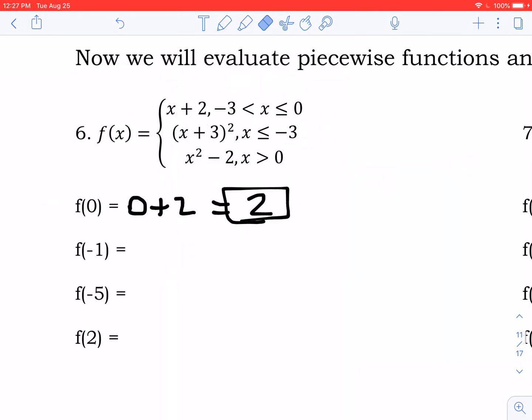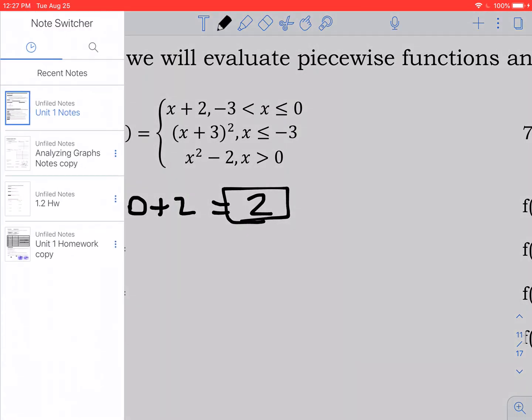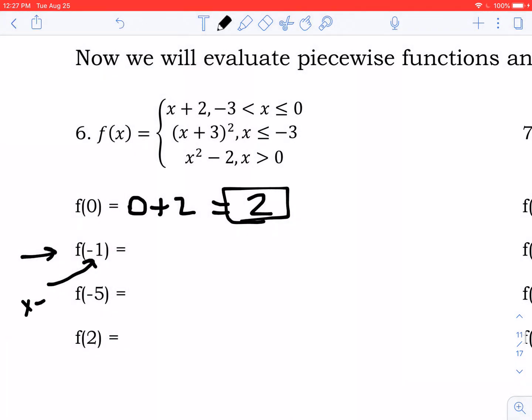Okay. Let's look at this next one, f of negative 1. So I just need to figure out, when x is negative 1, which of these satisfy that restriction. And the bottom one is out. X is greater than 0. Negative 1 is not greater than 0, so this one's out. Looks like the top one actually is going to be the correct one, x plus 2.